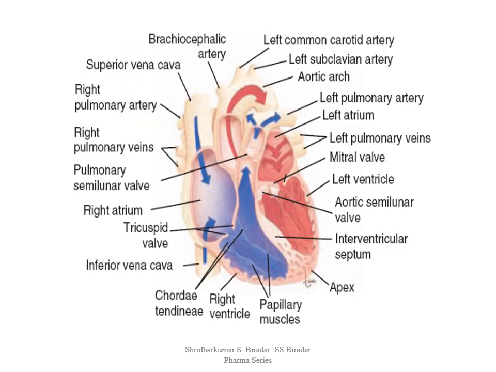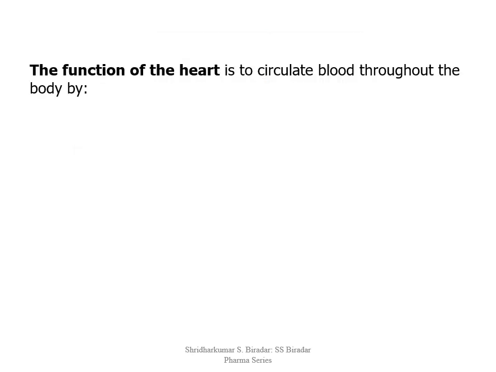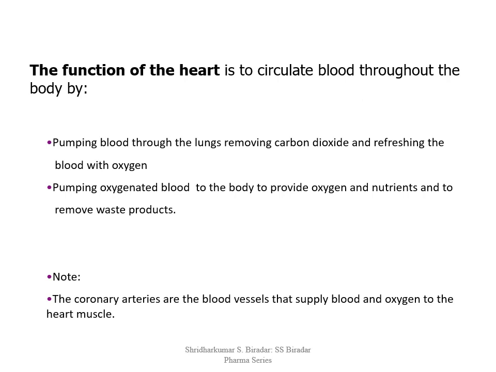These are the different veins and arteries which are connected with the heart. You can see here the superior vena cava, the inferior vena cava, the pulmonary veins, and the pulmonary arteries. The function of the heart is to circulate the blood throughout the body by pumping blood through the lungs, removing carbon dioxide and refreshing the blood with oxygen, and pumping the oxygenated blood to the whole body to provide oxygen and nutrients, and also to remove waste products.